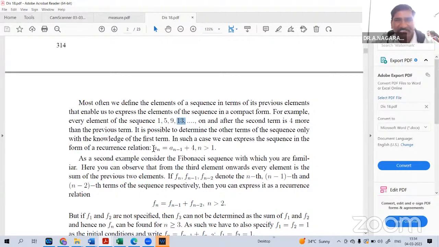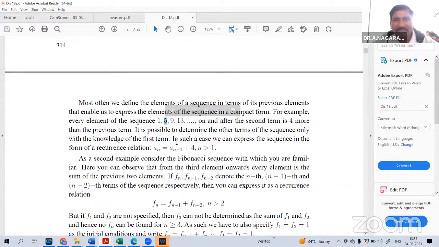We can write that recurrence relation as a_n equal to a_(n-1) plus 4 for all n greater than 1. For example, if I take n equal to 1, what happens? A naught, the starting term itself, is 1. If I take that, it is a_0 plus 4, equal to how much? 5. That comes to a_1, the second number.